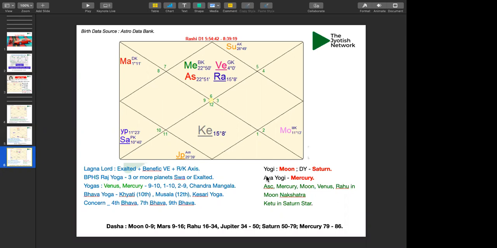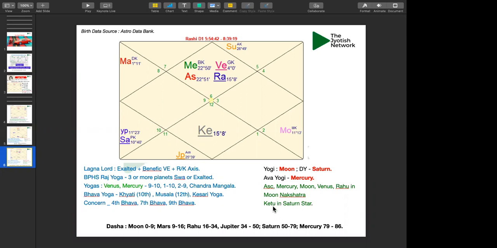We want to come back to this whole yogi and duplicate yogi configuration. Now, the first thing we see is Moon and Saturn, duplicate yogi, Abyogi, Mercury. So we've got a different thing. Now what we notice interestingly is the ascendant point itself, Mercury itself, Venus itself, and Rahu itself. All 4 of them are in the nakshatra of the yogi. Okay, that is something interesting.